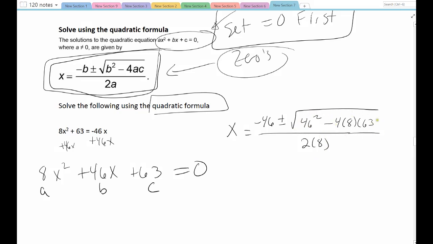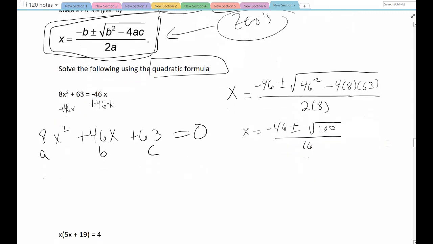So I'm going to simplify under here, multiply that out on my calculator, and so I get negative 46 plus or minus the square root of 100, all over 16. And then there are two answers. Again, I'm going to go ahead and find the square root of 100 because it's a nice number, so it would be negative 46 plus or minus 10 over 16, and so there are two answers because of the plus minus. There's x equals negative 46 plus 10 over 16, and x equals negative 46 minus 10 over 16.